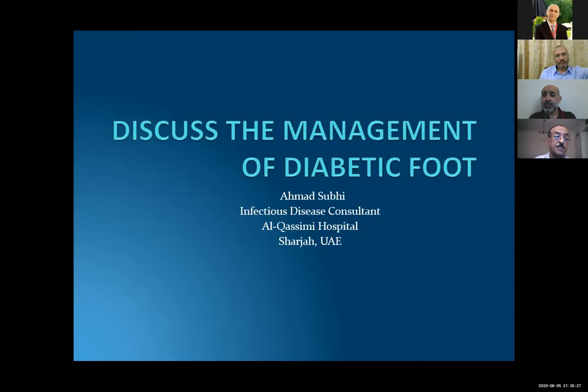Regarding the revascularization, again, from an infectious diseases standpoint, we prefer to have the revascularization done by vascular surgery, or by an interventional radiologist, or by a cardiologist who's doing peripheral stenting before we have the amputation, for one reason: better vascularization means better healing of the stump itself.